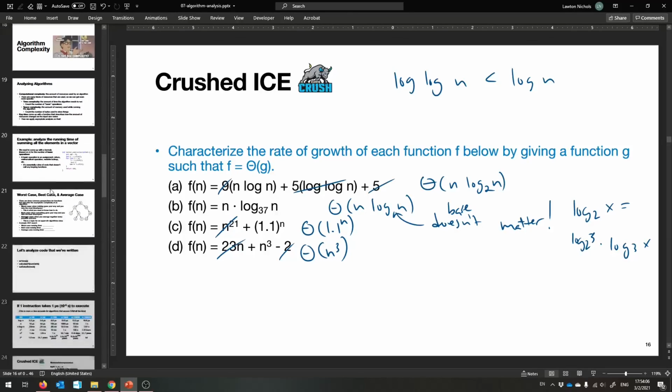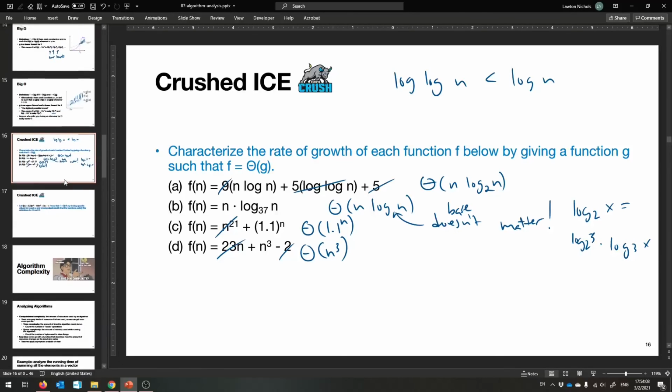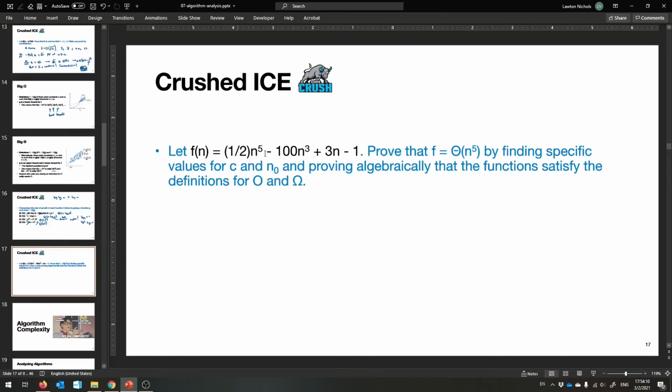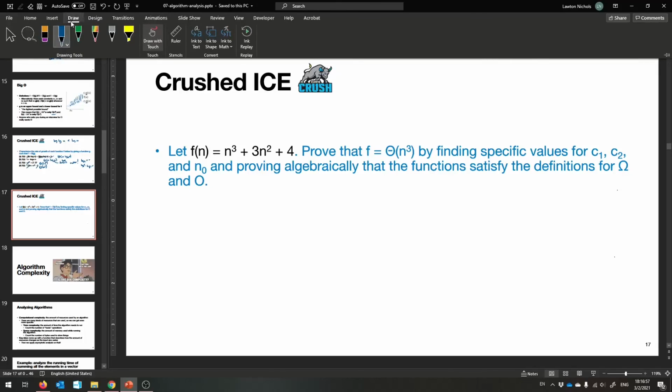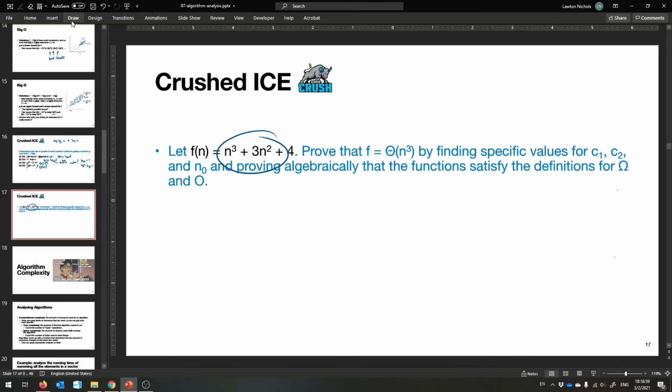Okay, the table is down here. We'll get there in the next lecture. Okay, time for this one now. And oops, sorry, I lied. The other one was way too hard. We're going to do this one instead. So let f of n be this, and prove that it is big theta of n cubed by finding these values. Find the C1, find the C2.